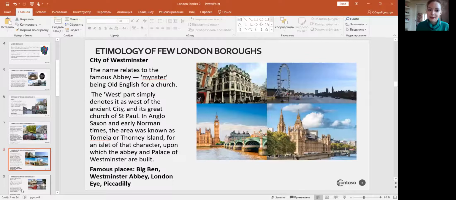City of Westminster. The name relates to the famous abbey, Minster, being Old English for a church. The west part simply denotes it as west of the ancient city and its great church of St. Paul. In Anglo-Saxon and early Norman times, the area was known as Thorney or Thorney Island, for an islet of that character, upon which the abbey and palace of Westminster are built. Famous places here: Big Ben, Westminster Abbey, the London Eye, you can see here the Ferris wheel, Piccadilly Street, and all the shopping area, a famous shopping area.